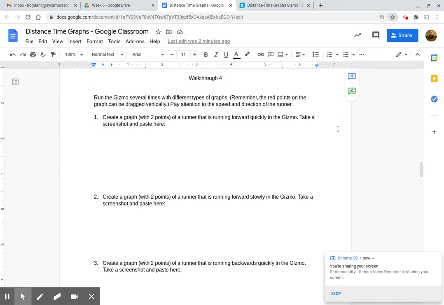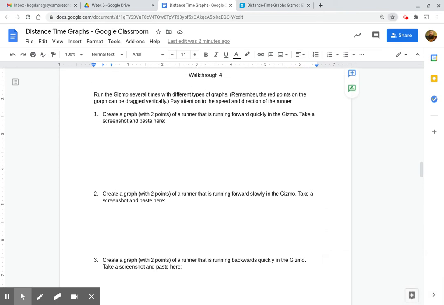Activity B has you begin by doing a couple of very quick and easy challenges. So, run the gizmo several times with different types of graphs. Remember, the red points on the graph can be dragged vertically. Pay attention to the speed and direction of the runner.